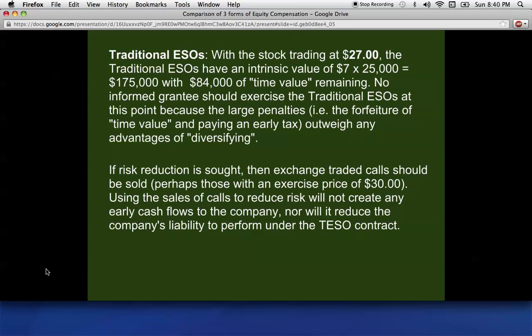If risk reduction is sought, then exchange-traded calls should be sold, perhaps those with an exercise price of 30. Using the sale of the calls to reduce risk will not create any early cash flows for the company, nor will it reduce the company's liability to perform under the traditional employee stock option contract.